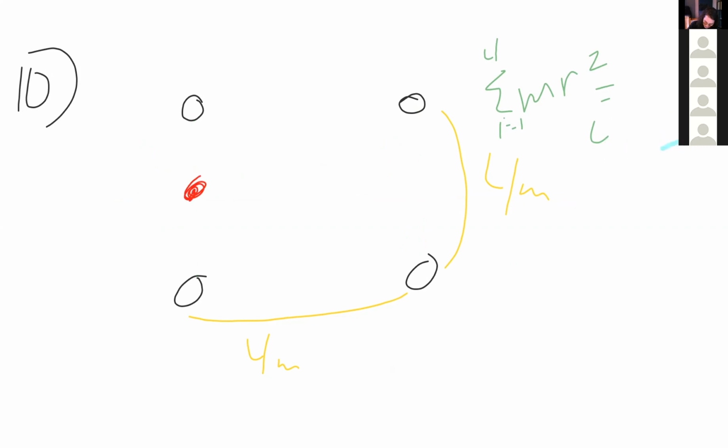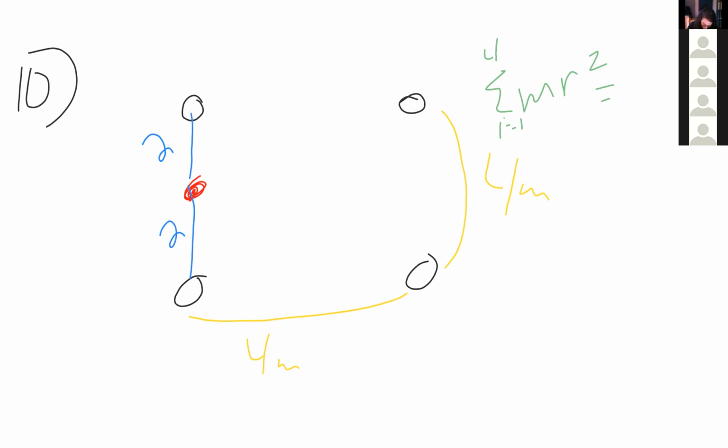Now, when I go to calculate my mr squareds, I will have, first of all, the 2 particles that are located closest. That'll be this particle and this particle. Those are each located half of a side length away, so they're each 2 meters away. So I'll have 2 of them that are just m times 2 squared. Okay, that'll be pretty straightforward.